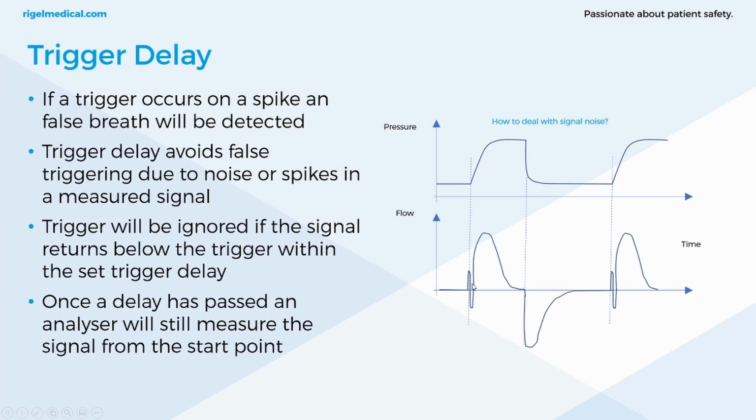Any short bursts of noise, which can occur in ventilators due to switching mechanisms, etc., can then simply be ignored. They're established as noise or spikes, and the actual breath is measured rather than the noise spike. Again, this ensures accurate measurements through breath detection.